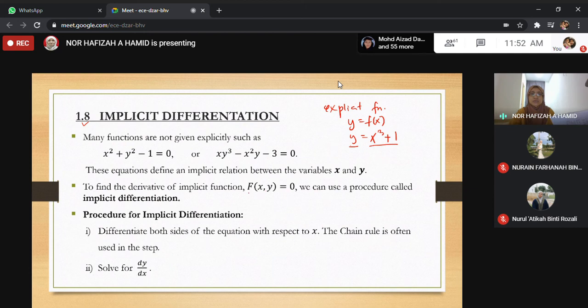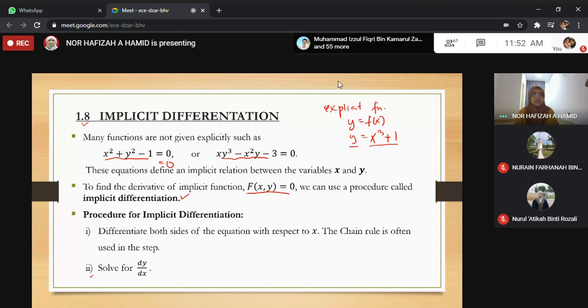Implicit function, contoh dia macam ni, f(x, y) equal to 0. So this side you ada x and y, so equal dengan 0. So you need to solve using implicit differentiation. Procedure dia, first you need to differentiate both sides of the equation with respect to x. The chain rule is often used. And number 2 is solve for dy over dx.